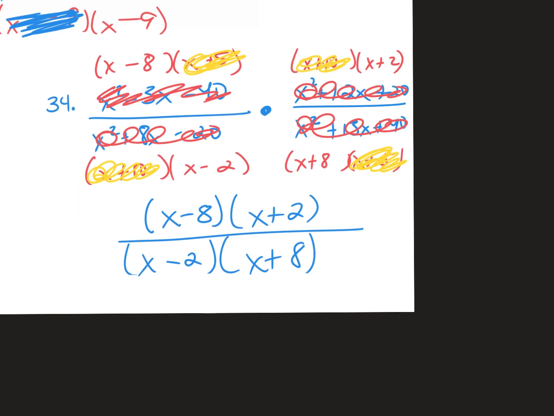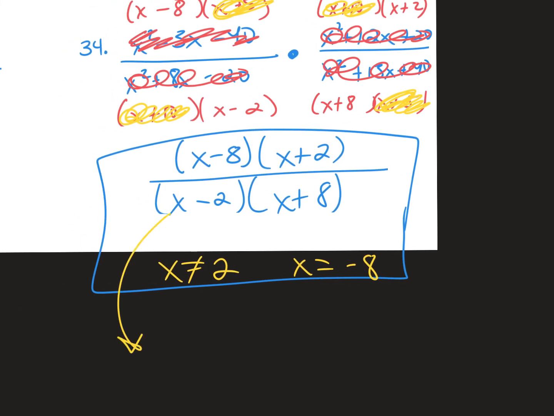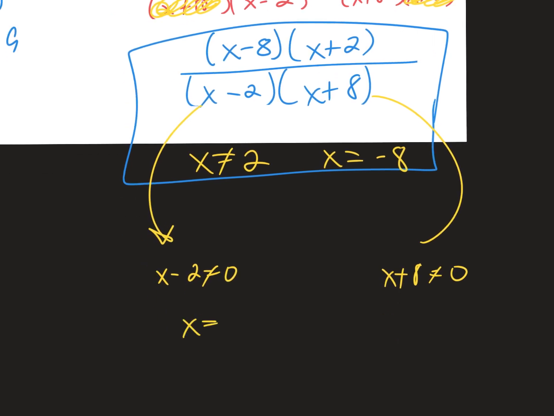Now, do I have any restrictions? What are they? X cannot be positive 2, and x cannot be negative 8. Where is Caden getting these numbers from? Where do you get 2 and negative 8 from? You set the denominator factors not equal to 0. So I'm going to add 2 to both sides, so you get x cannot be 2. Here you subtract 8, you get x cannot be negative 8. That's where that comes from.